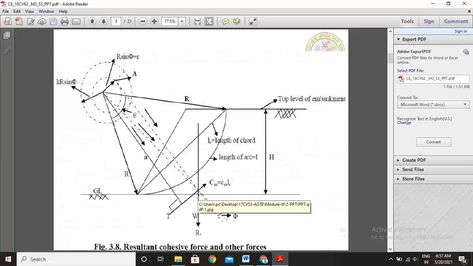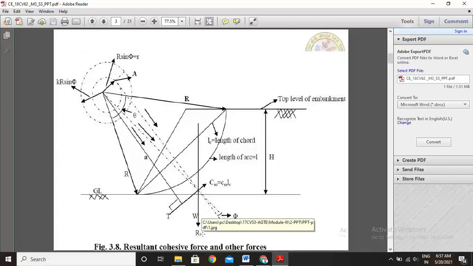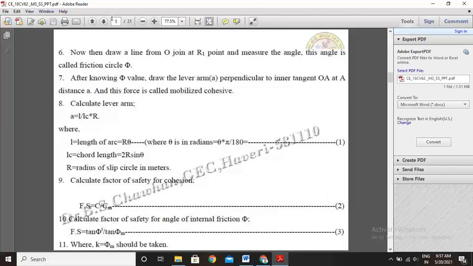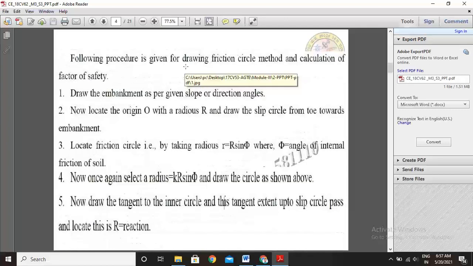Then look at the reactions. These are the reaction lines at these points, R dash. Next, draw a line from O, join at the R1 point and measure the angle. This angle is called the friction circle angle phi.